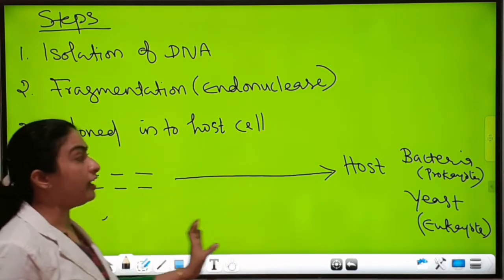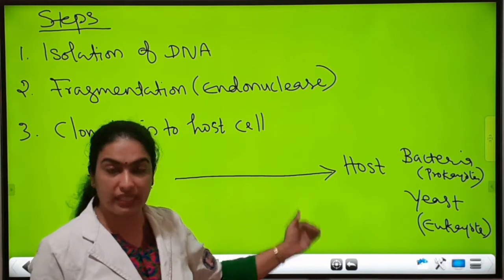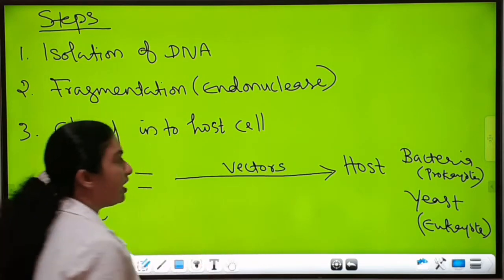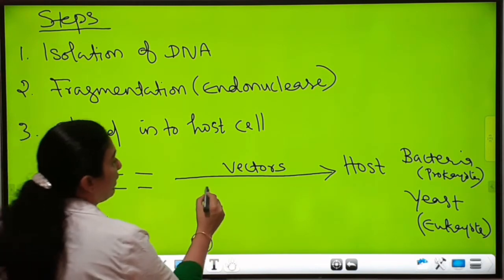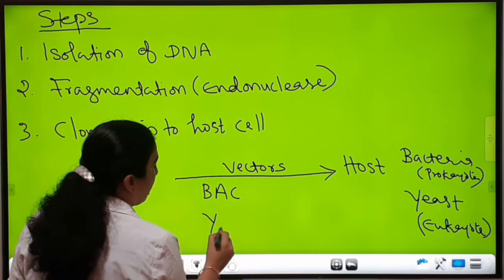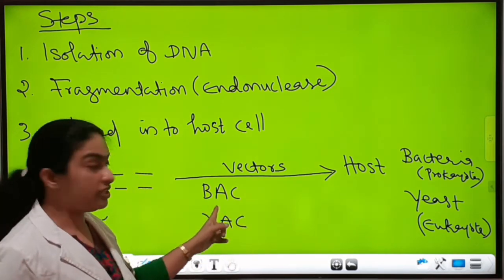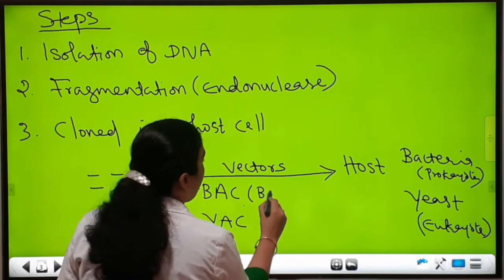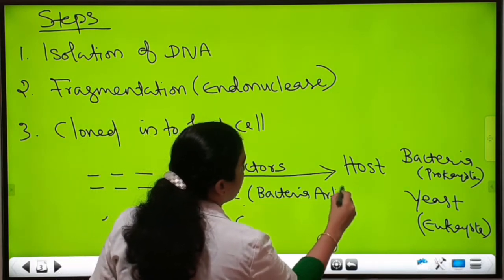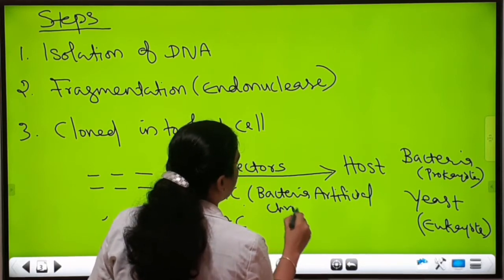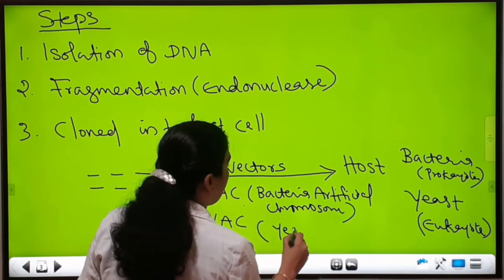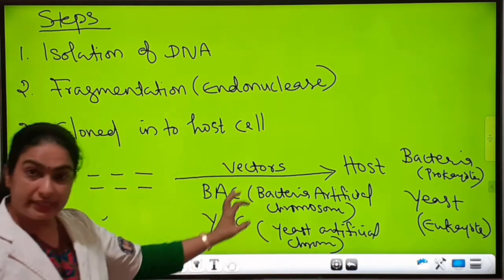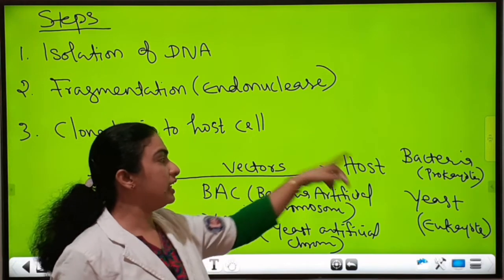And this cloning, the introduction of this fragment of DNA into the host cell, was done by using vectors or carriers. So there are two types of vectors. They are BAC and YAC. It's very, very important. BAC means bacterial artificial chromosome and YAC is the yeast artificial chromosome. So this is a bacterial artificial chromosome and this is the yeast artificial chromosome. These are the vectors they were using to clone the fragments of DNA into the host cell.